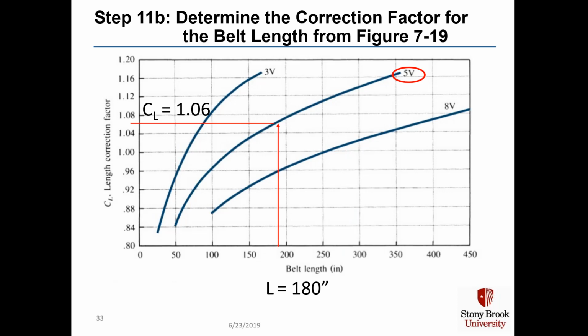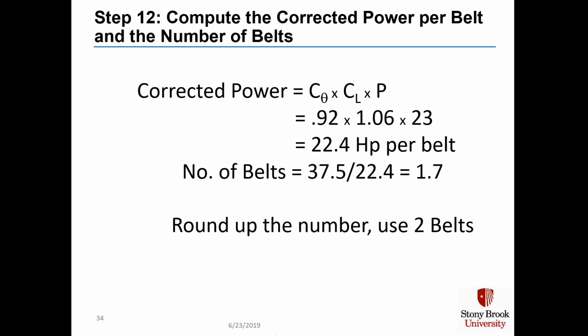We determine a correction factor for the belt length using a 180-inch belt and get C sub L equals 1.06 using the curve for the 5V belt. And we multiply our power by correction factors 0.92 and 1.06. And we find that the actual horsepower per belt, instead of being 23, it's 22.4.